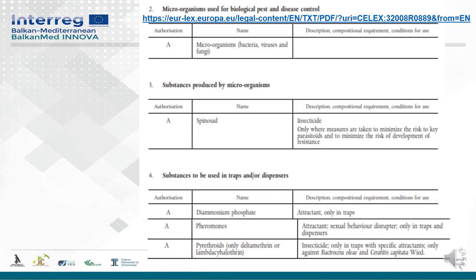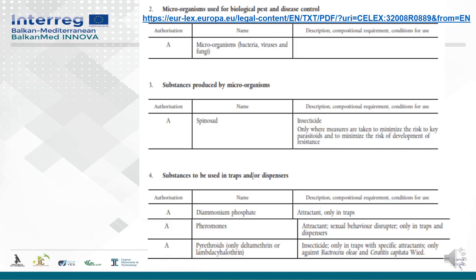First, we have microorganisms like bacteria, viruses, and fungi. There is a product called spinosad, which is an insecticide. It is allowed to be used only where measures are taken to minimize the risk to parasitoids, so beneficial insects, and to minimize the risk of development of resistance.